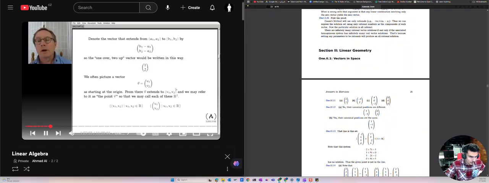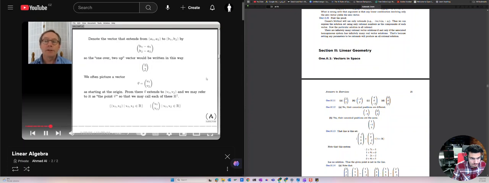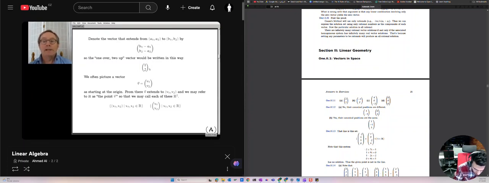And we often picture a vector by starting at the origin, just because you got to start somewhere, so it's convenient to start at the origin. If you start at the origin, then the vector whose components are v1 and v2, for example 1 and 2, will end at x equals 1, y equals 2, or end at x equals v1, and y equals v2.